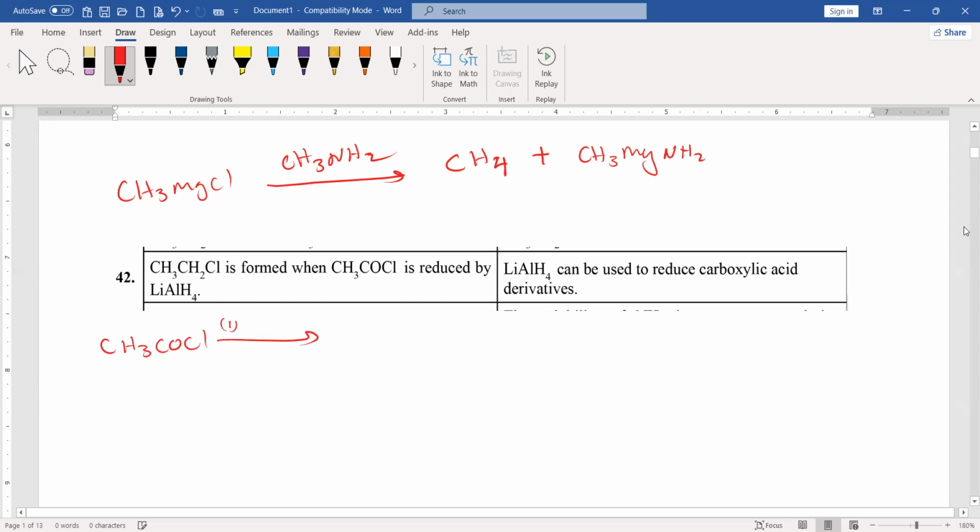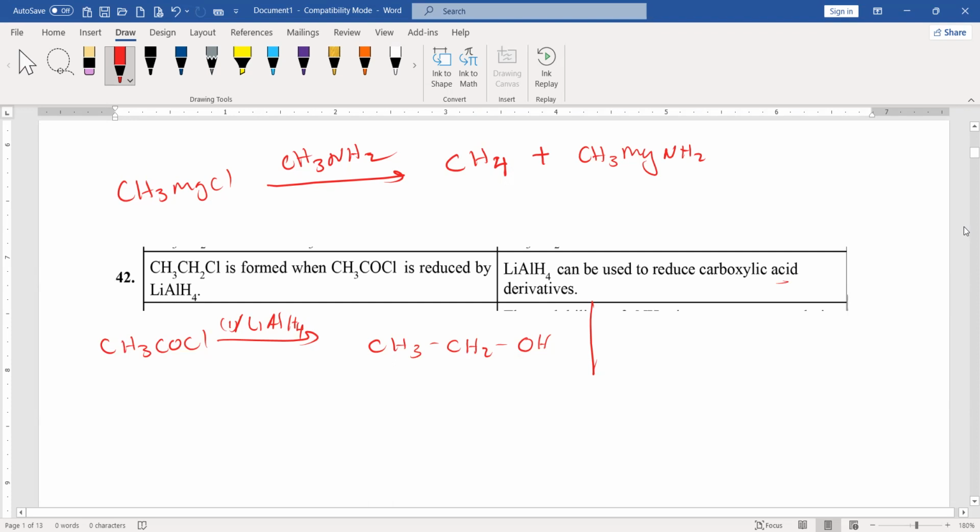If you add lithium aluminum hydride, the product you get will be this one. So the next one, lithium aluminum hydride can be used to reduce carboxylic acid derivatives. Yes. Remember that carboxylic acids and their derivatives cannot be reduced by using sodium borohydride, because sodium borohydride is not a very good or strong reducing agent.